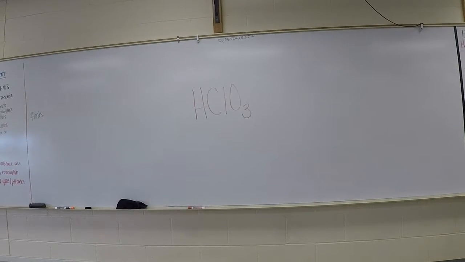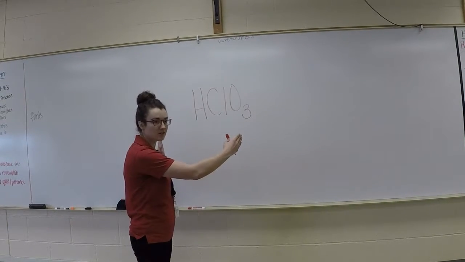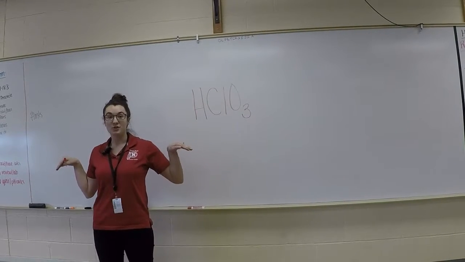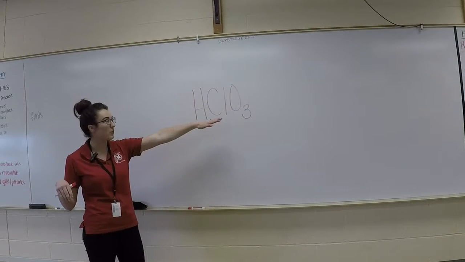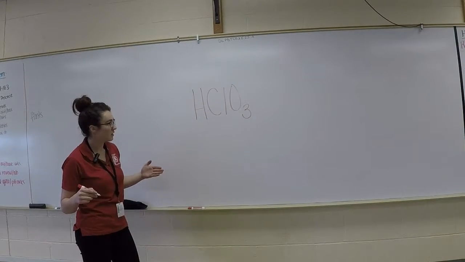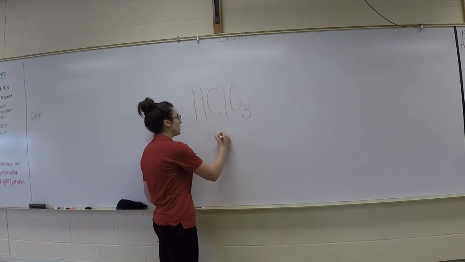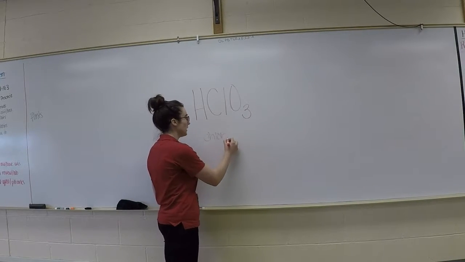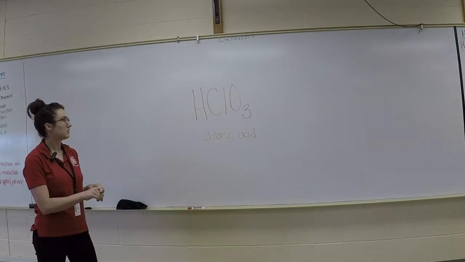All right. So first we identify, is this binary or ternary? Ternary, because we have 3. 1, 2, 3. All right. Do we ever use the prefix hydro with ternary? No. We just go straight for the polyatomic. ClO3 is chlorate. Okay, so chlorate. Ates, we change their ending to ic. And then we add the word acid. Chloric acid.